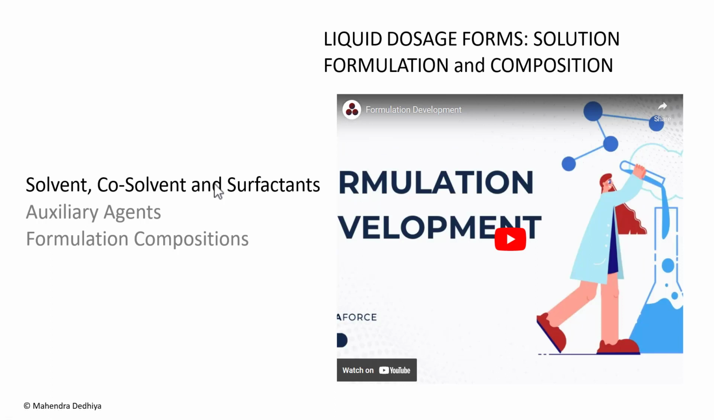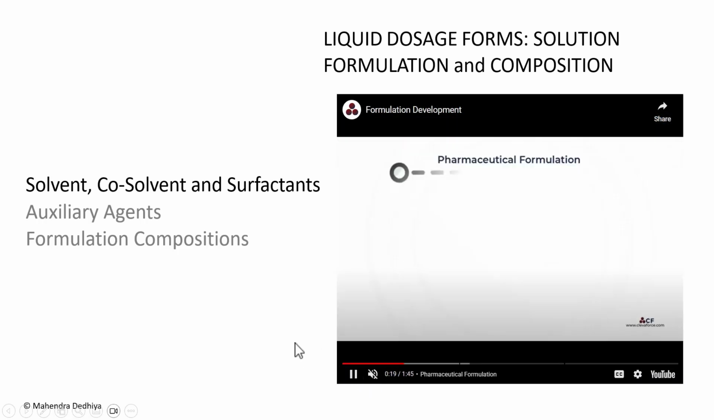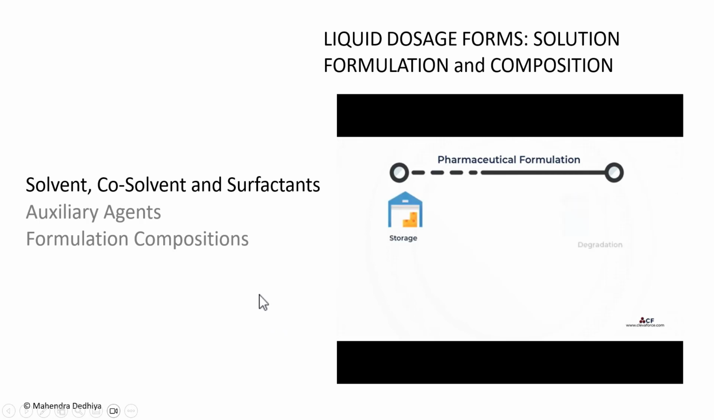This Module 6 on formulation and composition comprises 3 related videos: solvent, cosolvent, and surfactant, a separate submodule on auxiliary agents, and the formulation composition that contains several examples. Formulation development is a follow-up to pre-formulation. Storage conditions, degradation profiles, stability and robustness of formulation are all part of the development of formulations.